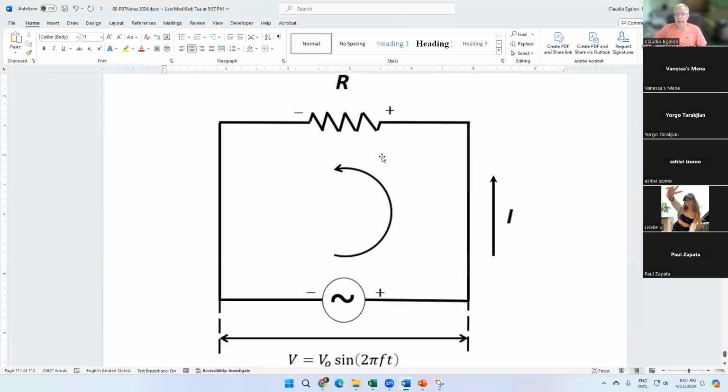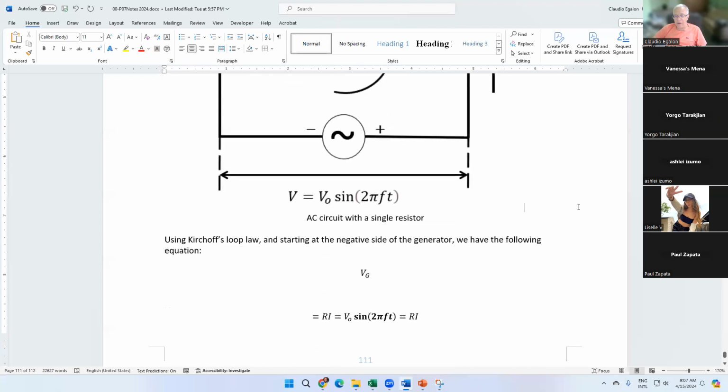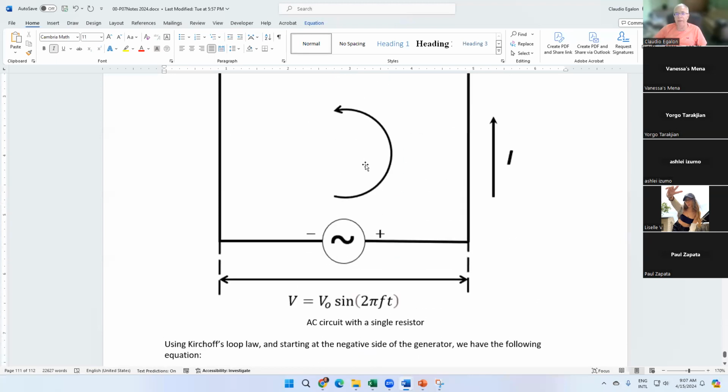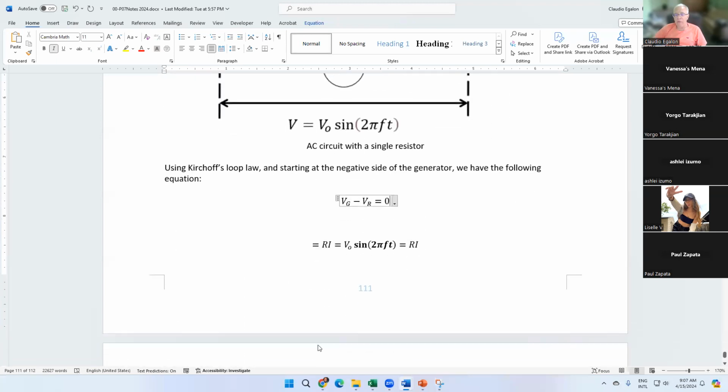At this instant of time, this side of the resistor is positive, the other side is negative. As the current goes from this side of the resistor to the other side, it loses energy, it loses potential energy. So the next term in my loop law should be a negative V through the resistor. And then we are going back to the negative side of the generator, and you get a zero there, okay?